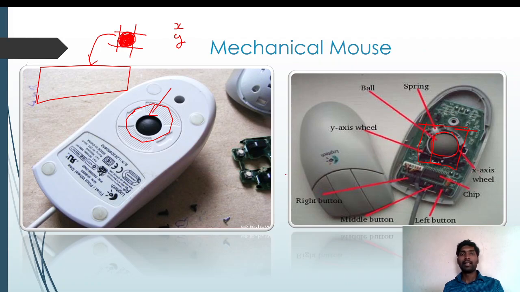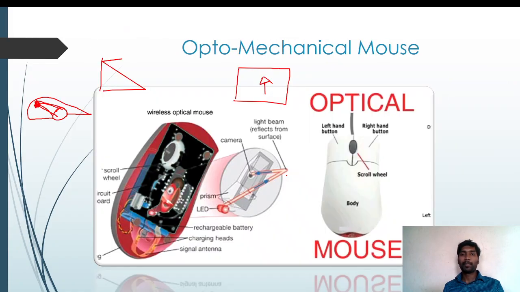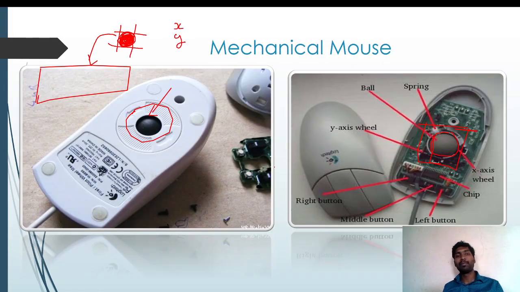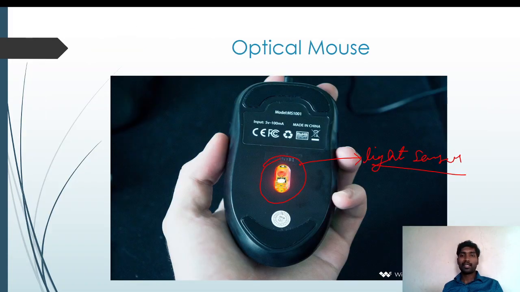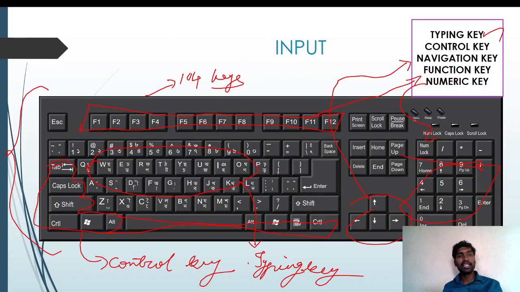Mechanical, optical, optomechanical. In a mechanical mouse there will be a ball. In an optical mouse there will be only a light sensor. The optomechanical mouse, a combination of mechanical and optical, was developed second. Now let's see the keyboard.